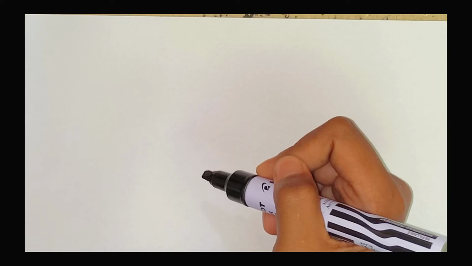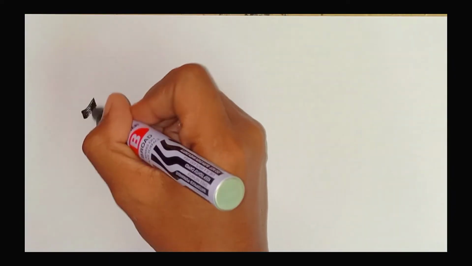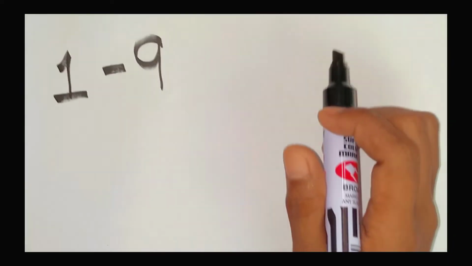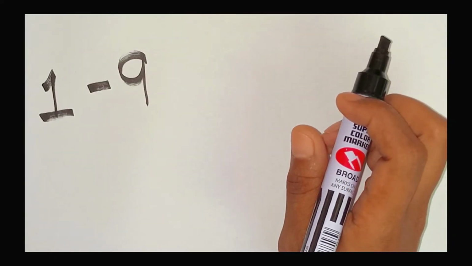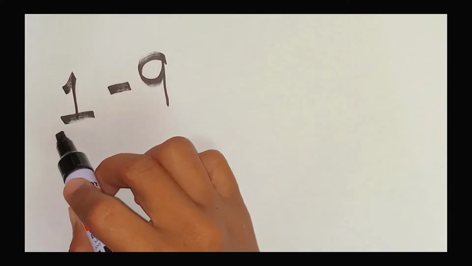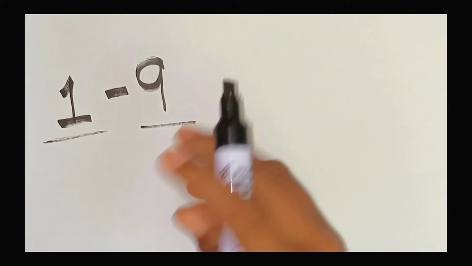So the first thing we need to know is that any non-zero number is counted as a significant figure. So the non-zero numbers are 1 to 9. So 1 up to 9 is counted as a significant figure.